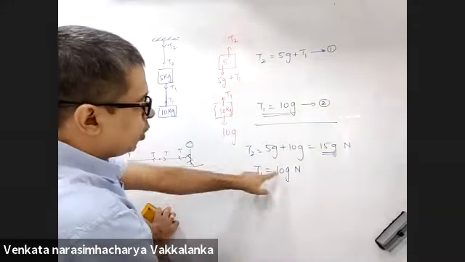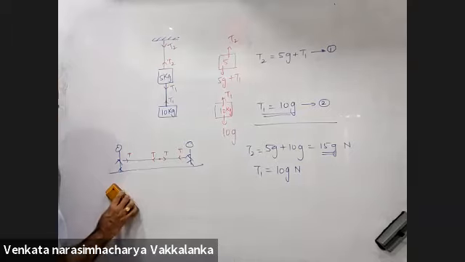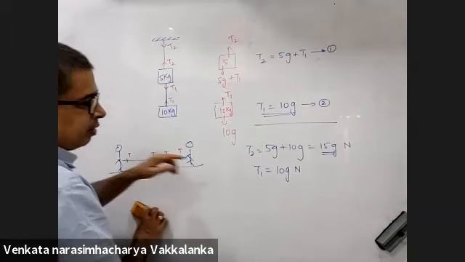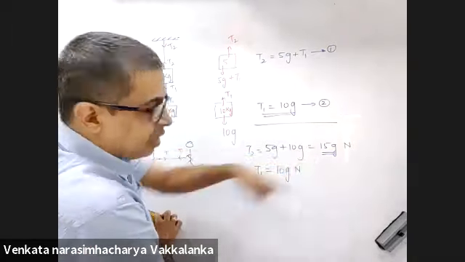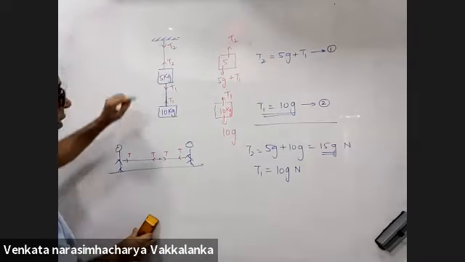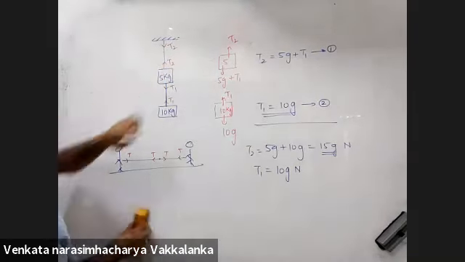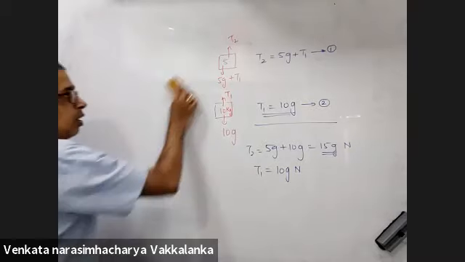So T1 you have got as 10g. T1 is 10g. T2 is 15g. This T2 is the tension on that 5 kg block.